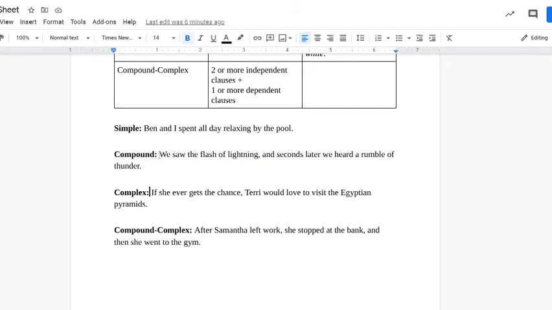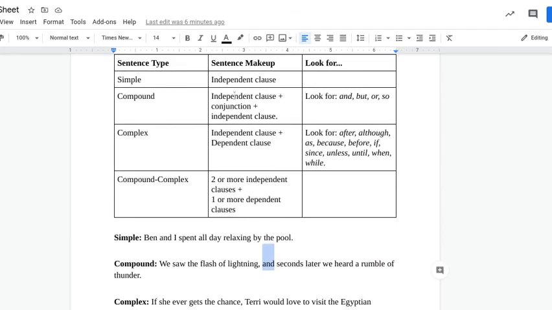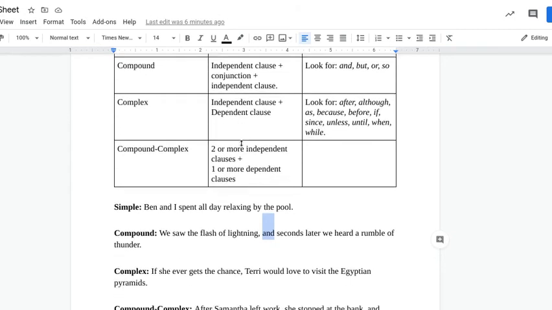This is what I like to do for finding compound sentences. Can I look at this by itself and say this makes sense? We saw the flash of lightning. Yep, that makes sense. Seconds later, we heard a rumble of thunder. Does that make sense on its own? Yes, indeed, it does. And it has this lovely little conjunction here, so we know that we are working with a compound sentence, which again is an independent clause, a conjunction, and another independent clause.